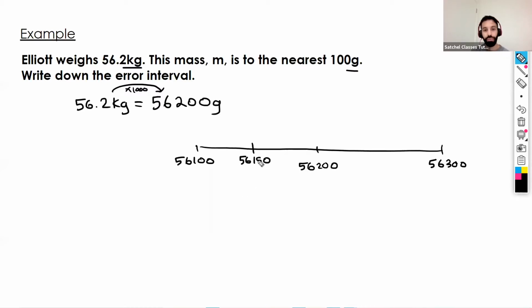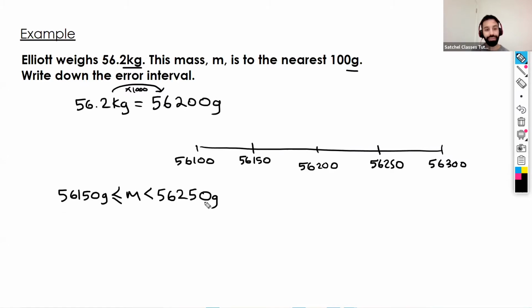56,150, because this number to the nearest 100 would round to 56,200, and our upper bound would be 56,250. Anything just below 56,250 would still round to 56,200. And our error interval would therefore be 56,150 grams is less than or equal to the mass of Elliot, and that mass is also less than 56,250.